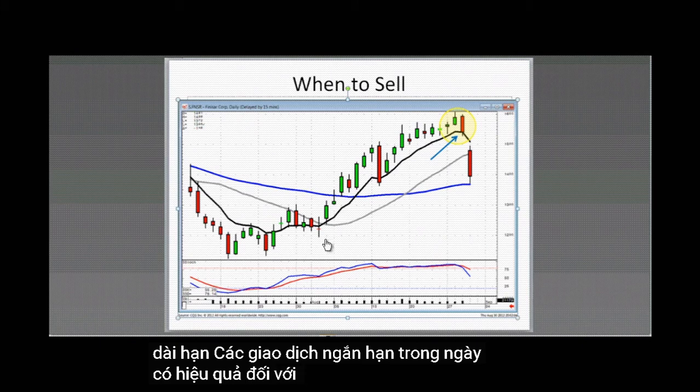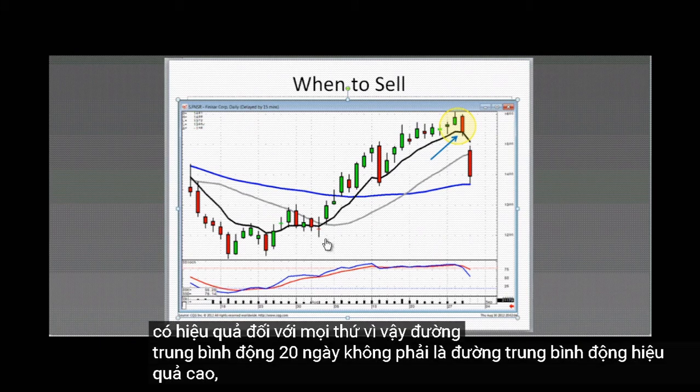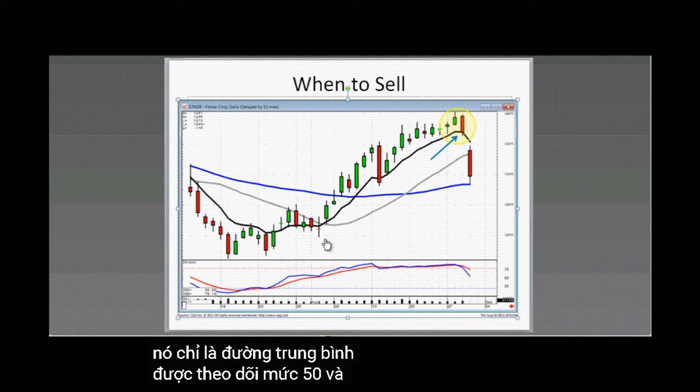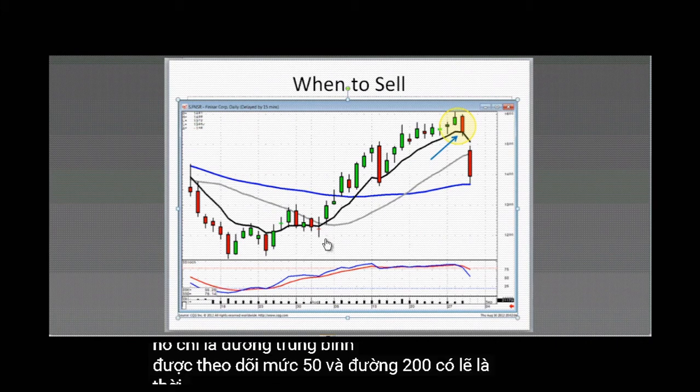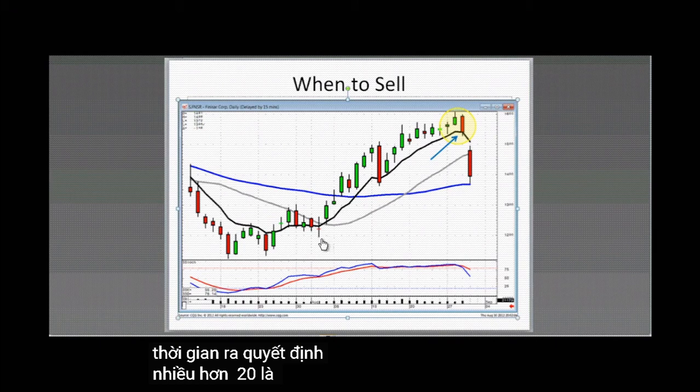It's effective on everything. So the 20-day moving average isn't a highly effective moving average. It's just one that's watched. The 50 and the 200 are probably much more heavily used for decision-making than the 20 is.